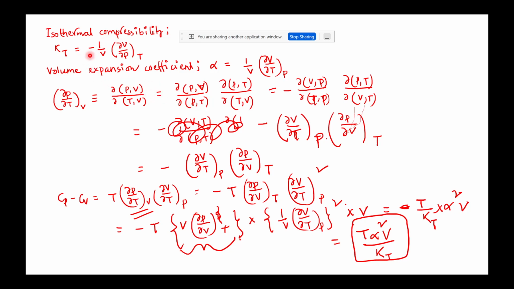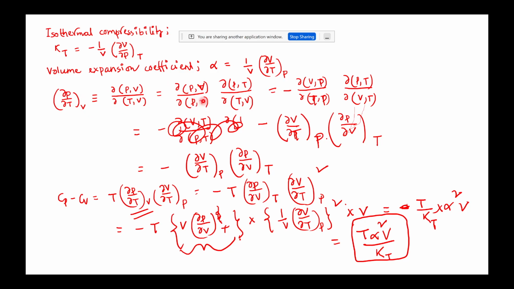Now isothermal compressibility is minus 1 by V del V by del P at constant T, and volume expansion coefficient alpha is 1 by V del V by del T at constant P. So del P del T at constant V, here we have written in terms of Jacobian. When there is a numerator it will be P, and the constant term will be accompanied by the comma sign. So PV, that's why PV and TV.